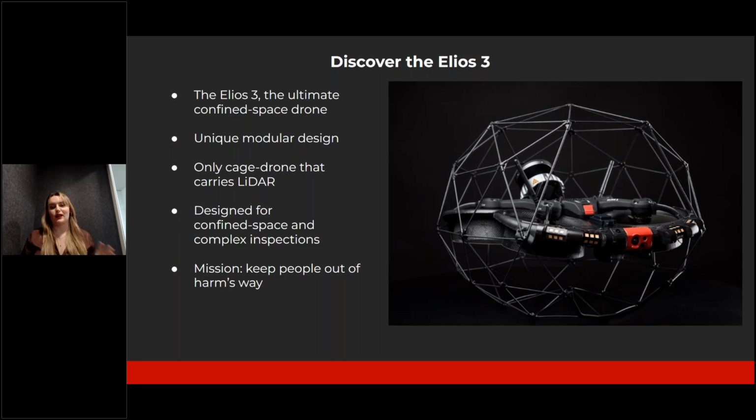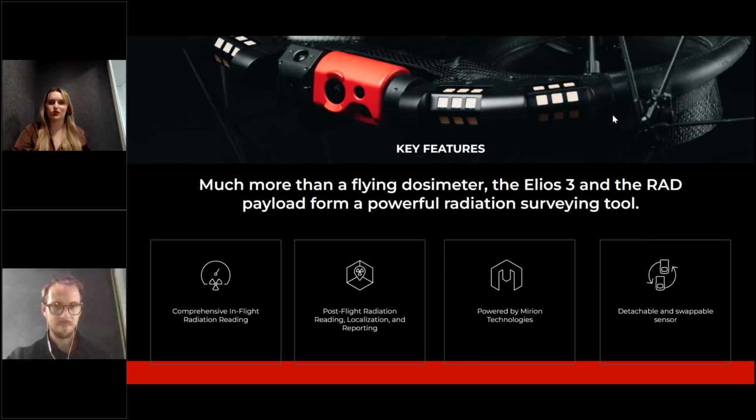It's very well designed in terms of its structure, with a special cage for helping it be collision tolerant, in addition to its camera, which you can see just here at the front in red, and that's a 4K video camera, in addition to the big lighting system that helps it navigate tough environments where it can't see very much, plus the LiDAR sensor. And then to give you a bit more of a breakdown of the Elios 3 RAD itself, I'm going to hand over to Jeff. Are you here, Jeff?